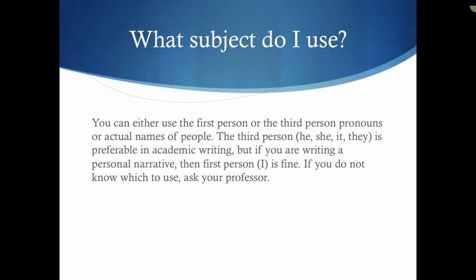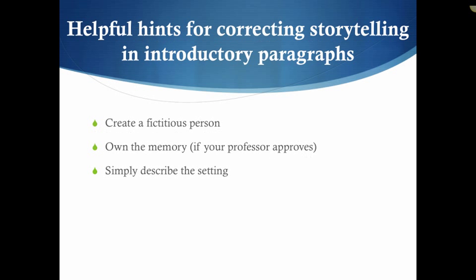First person or third person pronouns or the actual names of people are fine. The third person, which is he, she, it, or they, is preferable in academic writing. But if you are writing a personal narrative, then the first person, like I, me, mine, we, ours, is fine. If you do not know which one to use, ask your professor. Some professors are very stern about whether or not they accept first-person essays, so make sure you ask your teacher.